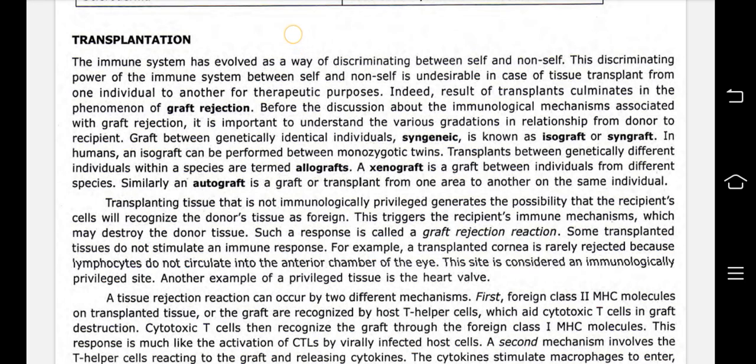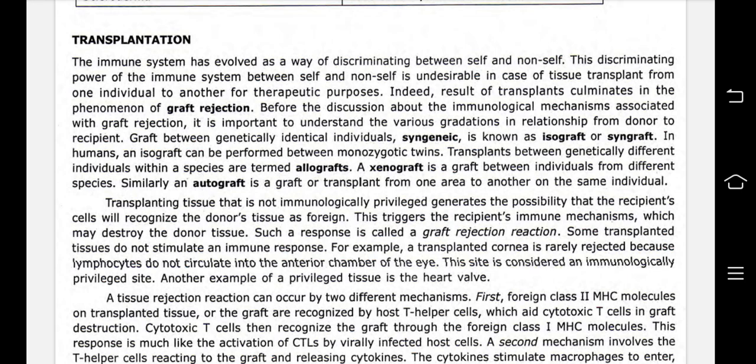Transplantation. The immune system has evolved as a way of discriminating between self and non-self. This discriminating power of the immune system between self and non-self is undesirable in case of tissue transplant from one individual to another for therapeutic purposes. Indeed, the result of transplants culminates in the phenomenon of graft rejection.